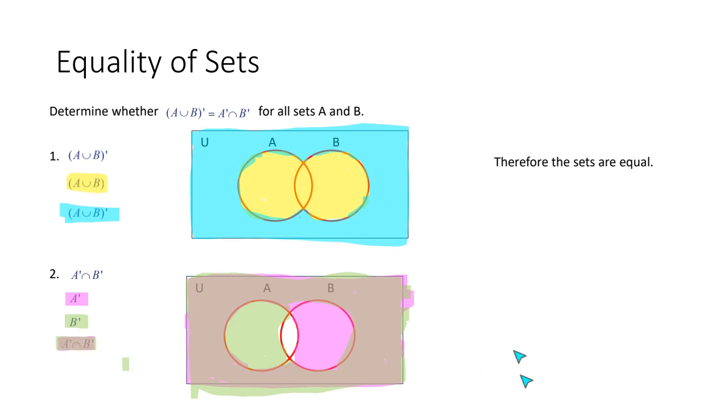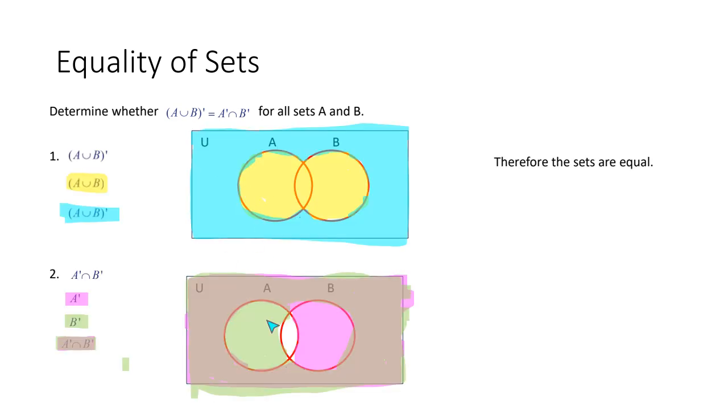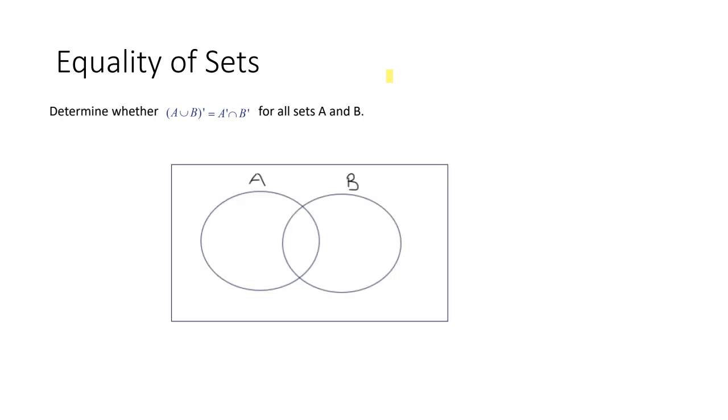So we can say that the sets are equal. Okay, so now we're going to work the same problem out, but we're going to do it a second way. So again, this is your first way, which is to basically just shade the areas. The second way is to use some numbers to make it a little bit easier to keep track of our information.